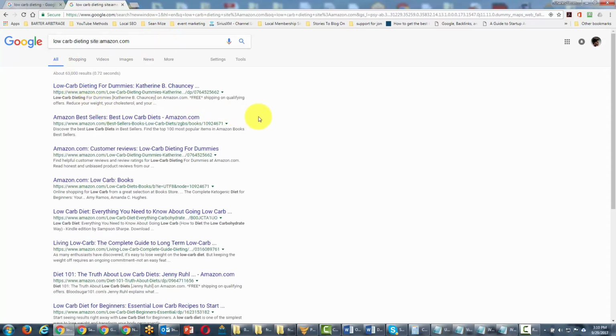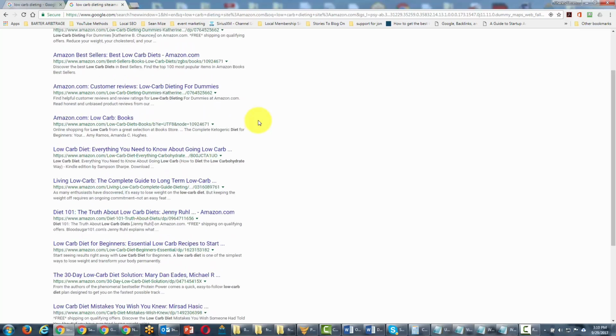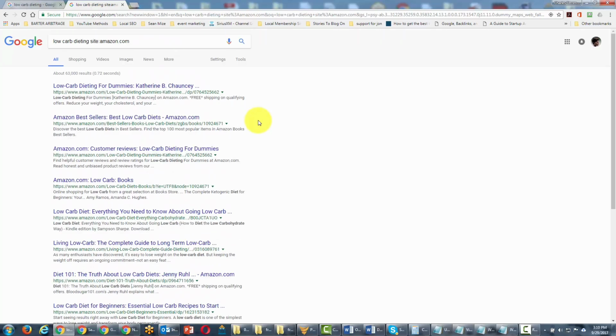And you'll see that the only results that are going to come back are going to be those from Amazon. So what you're telling Google basically is, go to the site that I specify and then find my search terms. It's a handy way of being able to locate items or locate terms within a specific site.